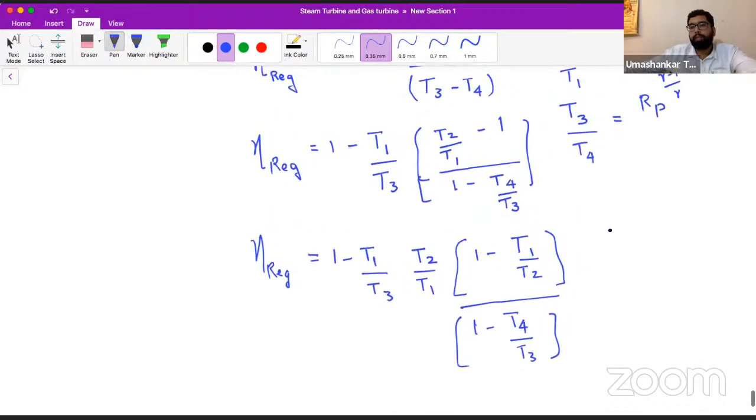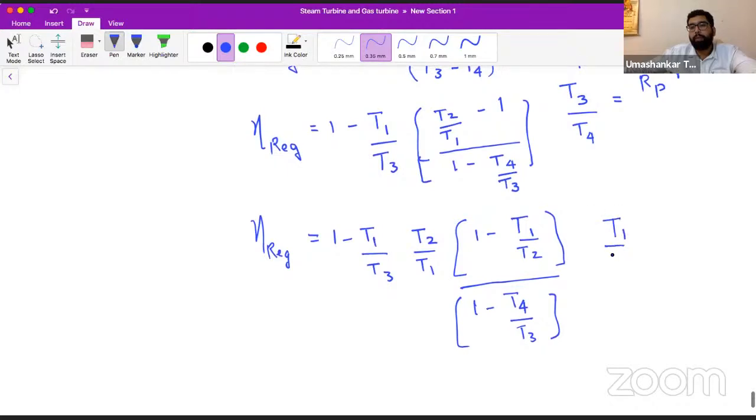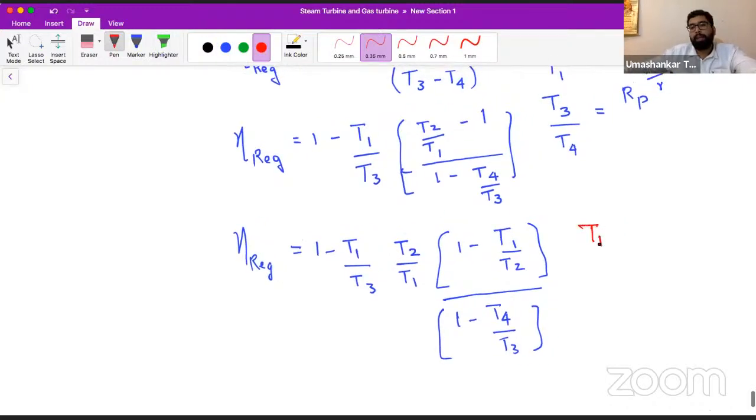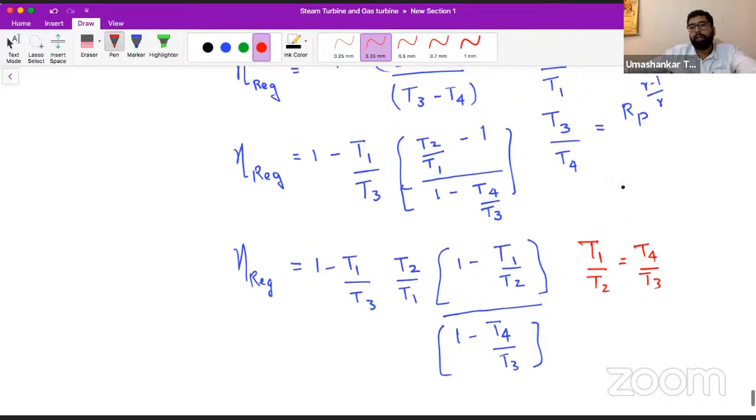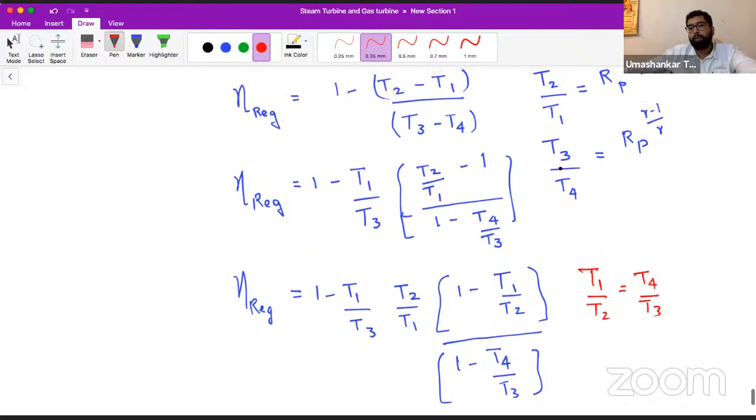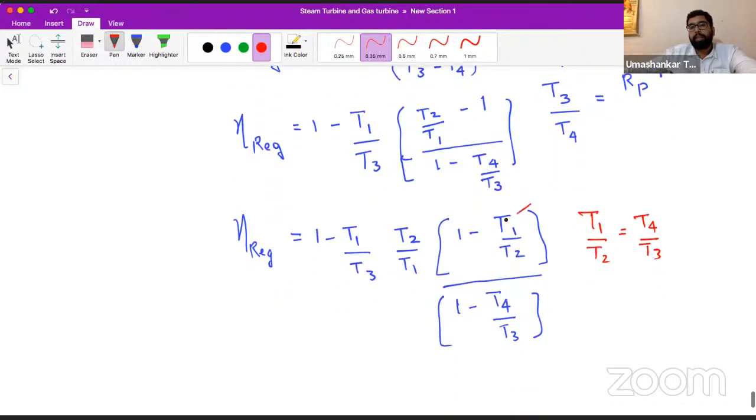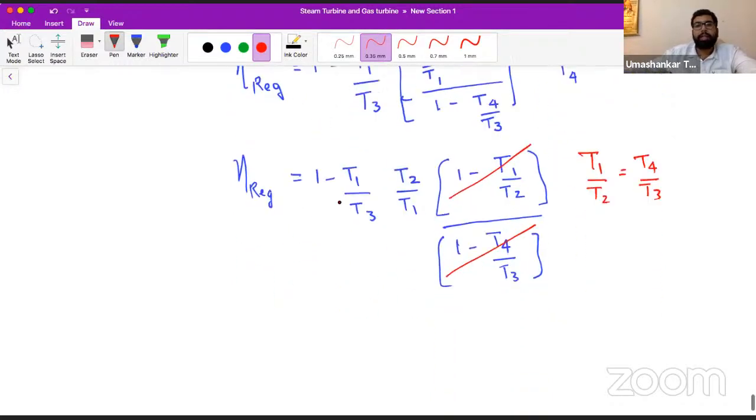So can we say this? T1 by T2 is equal to T4 by T3. Yes or no? These two are the same only, right? So we can cancel this out.